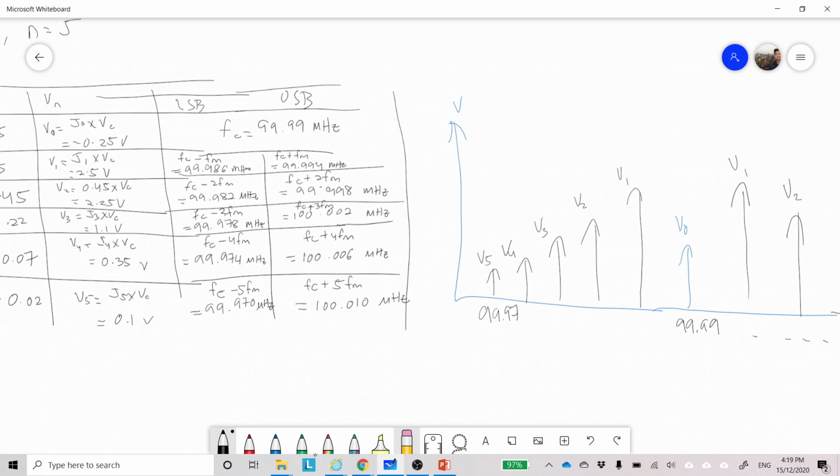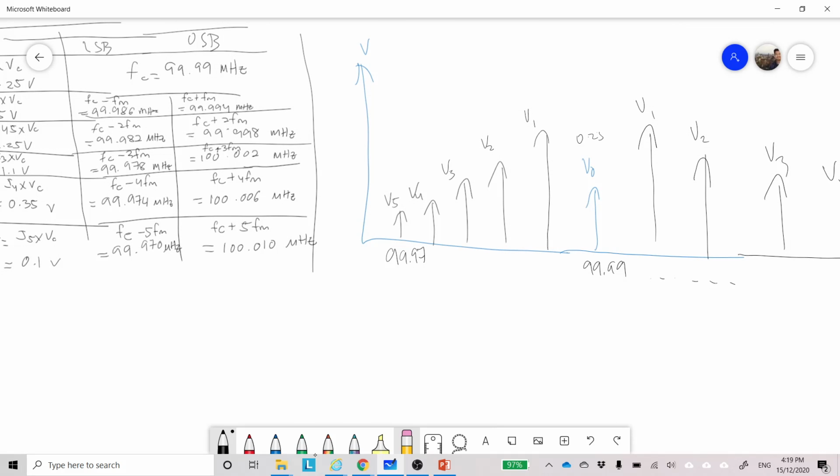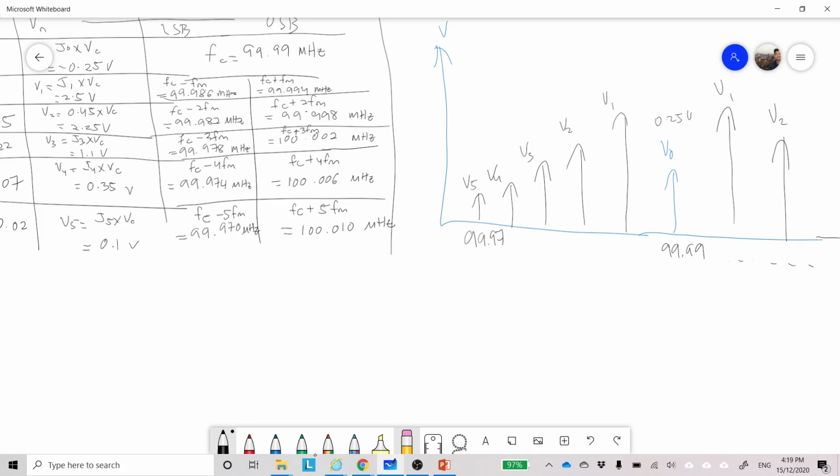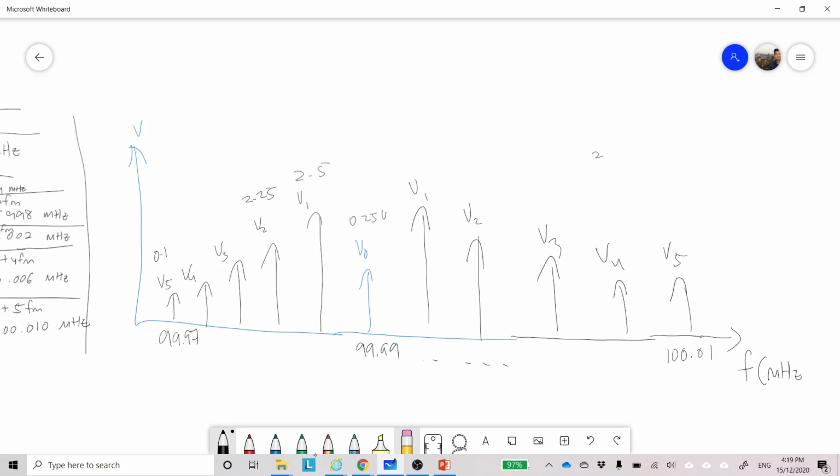Dia adalah 0.25 volt. This is 0.25 volt. Okay. Yang ini adalah 2.5, 2.25, ni adalah 2.5, 2.25, yang last sekali adalah 0.1, sama juga dengan di sebelah kanan okay. This is 2.5, okay, so this is 2.5, 2.25, okay, until here is 0.1 volt, okay. So you dapat voltage versus frequency, okay.